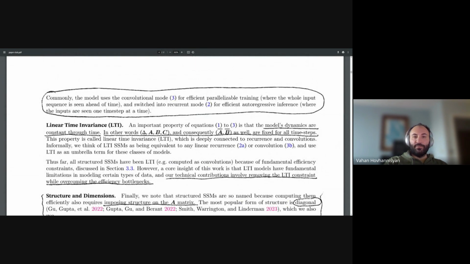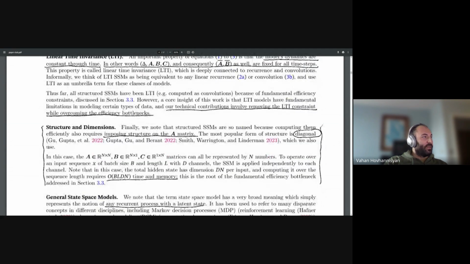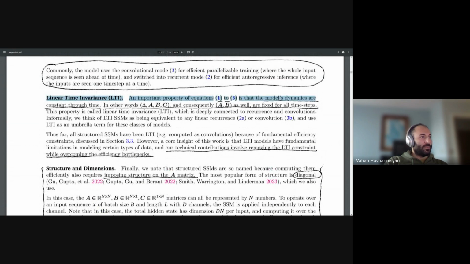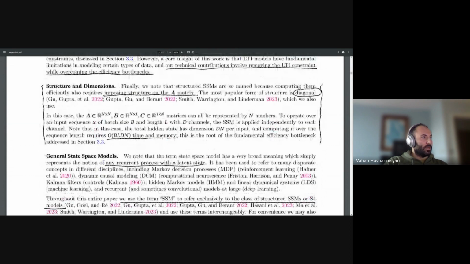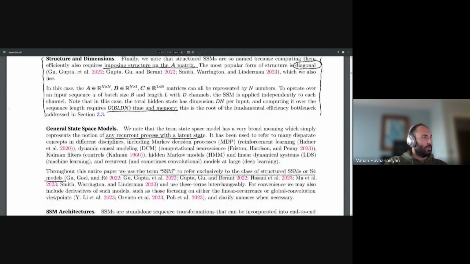Sounds like a simple idea, but it's actually really hard. So we spoke about the linear time invariance part. This basically means that you use the same matrices for all inputs. Then structure and dimensions: they speak about the dimensions of each matrix. A is square, B and C are vectors. I think that's all we have here.